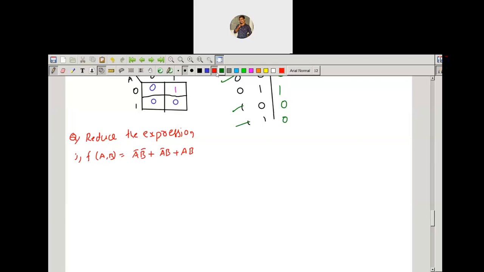Now first identify whether it is SOP or POS. The given one is SOP. The very first step is you have to observe whether the given expression is min terms or max terms, SOP or POS. So it is a SOP, that is min terms, okay, and it's a two variable function, so we require the 4 cell K-map. We require a 4 cell K-map.